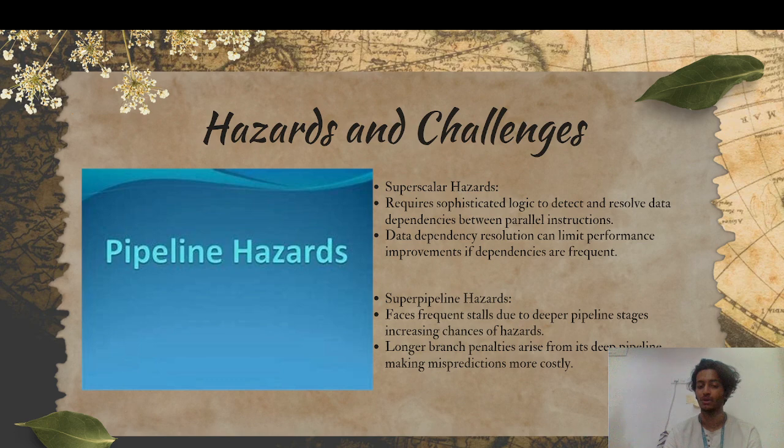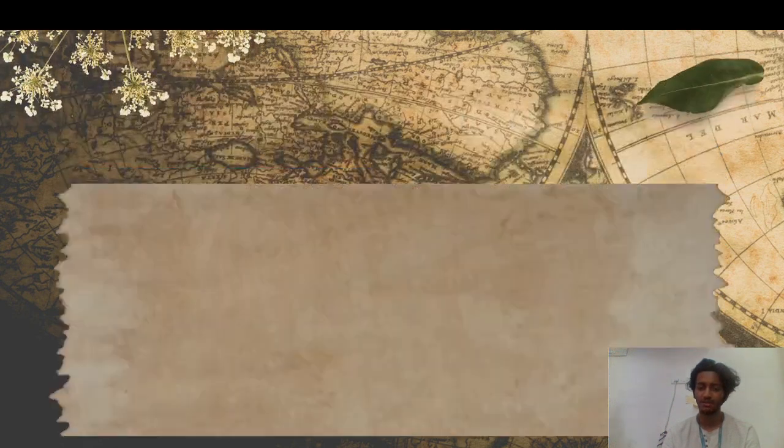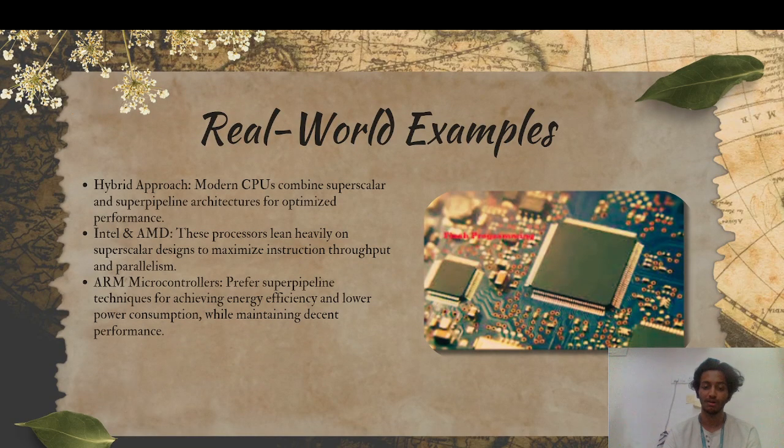Let us move on to a few real-world examples. In modern computing systems, these techniques are often combined. For instance, a processor might have multiple execution units working in parallel, while also having a deeper divided pipeline for each unit. Here, the multiple units working in parallel is superscalar, while dividing pipelines for each unit is super pipelining. So here we are using both of them together. The blend of these techniques helps achieve high performance in general purpose and embedded processors alike. Modern CPUs combine superscalar and super pipeline architecture for optimized performance.